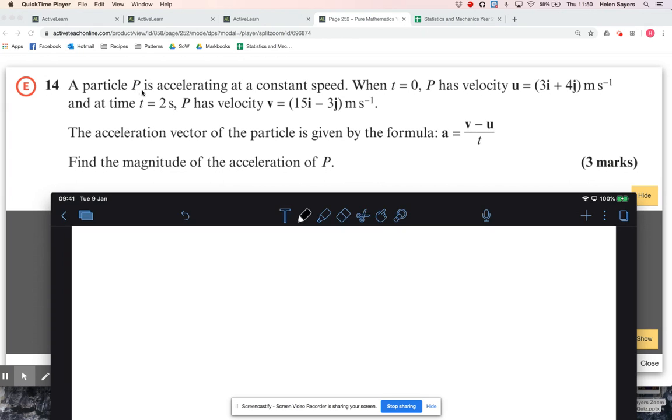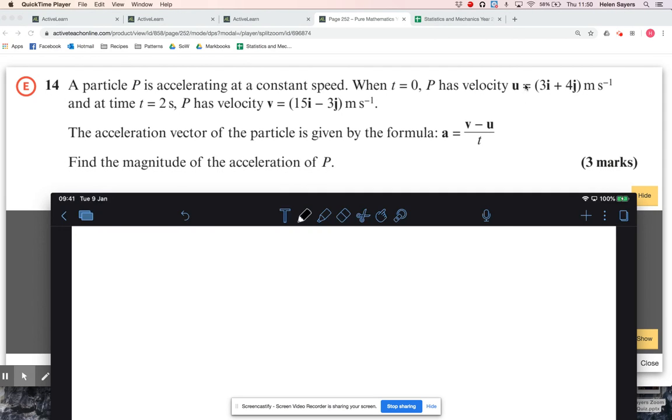Okay, so it's accelerating at... hang on, this question doesn't really make sense. It says it's accelerating at a constant speed. I think that's supposed to say constant acceleration. Hoping nobody spent too long wondering about what that meant. So let's assume that it says it's accelerating at a constant rate, a constant acceleration.